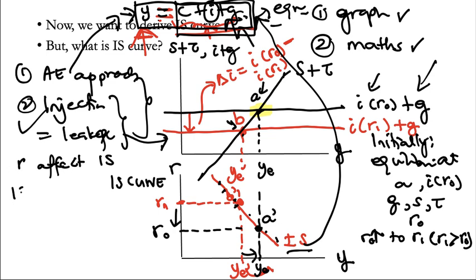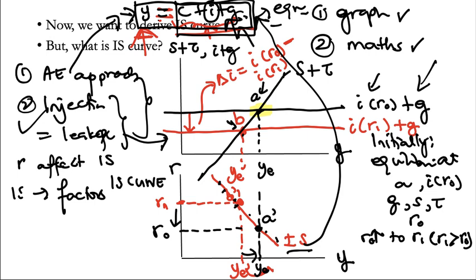You also need to know what are the other factors that can affect IS, and what will happen to IS if other factors affect it. Show it in the form of graph. So all of these are basic, yeah?